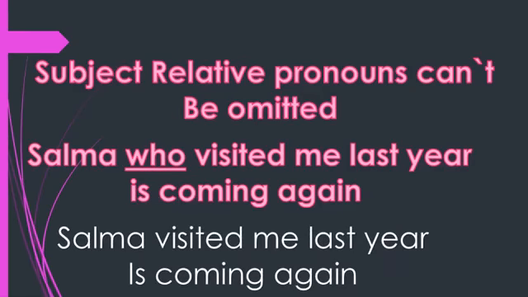خلينا نشوف الexample. Selma visited me last year is coming again. Look at the sentence. Do you think it's a correct sentence? Actually, grammatically speaking, no, it's not a correct sentence. ليش؟ لأني حذفت relative pronoun والrelative pronoun هون شو كان نوعه؟ Subject relative pronoun. So subject relative pronouns cannot be omitted. ما بقدر أحذفهم. غلط أحكي إنه سلمى وأحذف هو. The subject relative pronoun.